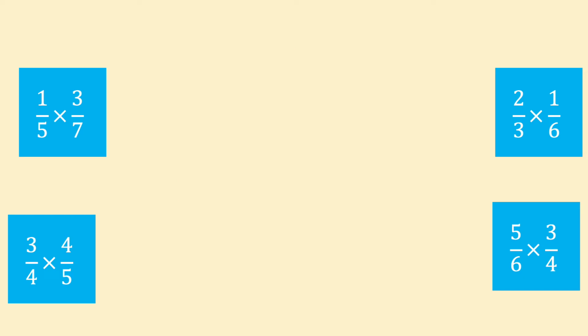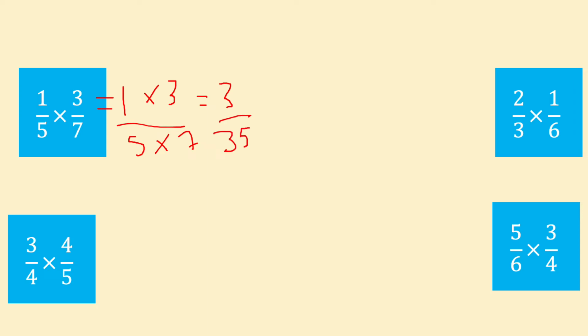Next one, feel free guys to pause the video here and have a go at these questions, and then press play if you're happy and if you're ready, okay? But I'm going to have a go at these questions. 1/5 times 3/7. Well, 1 times 3 is 3, and 5 times 7 is 35. So the answer becomes 3 out of 35, guys.